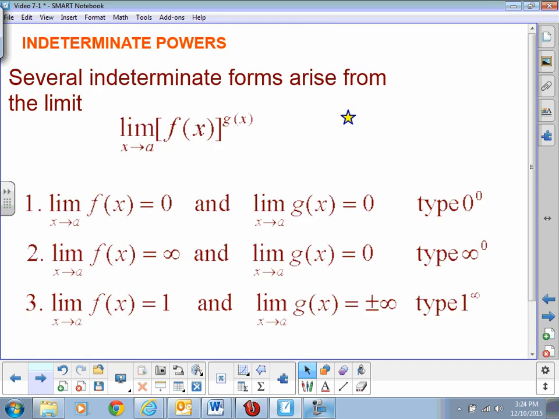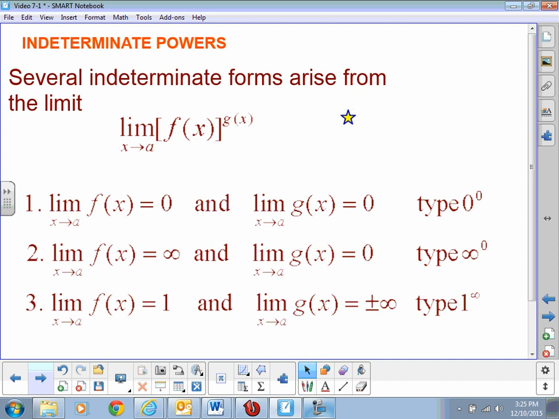So the new idea for this video is another indeterminate form, and it is when we have them in the form of a function raised to a function. If we get something approaching 0 raised to another thing approaching 0, that is an indeterminate form. We can't tell what is happening immediately. If we have some type of infinity raised to 0, or a 1 raised to an infinity, those are all considered indeterminate forms.